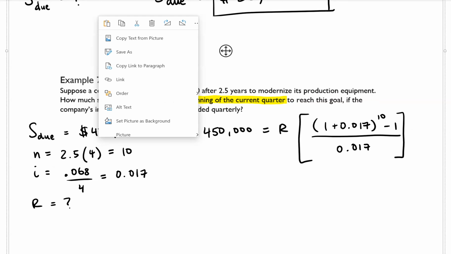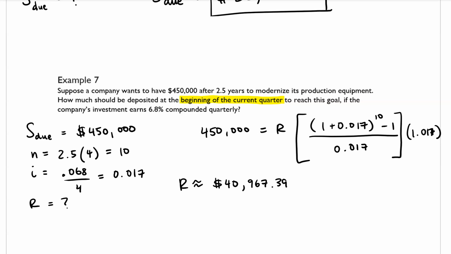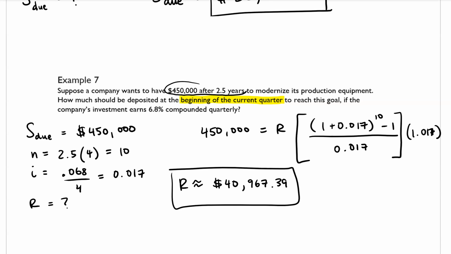Oh, I'm running out of room. So that is going to be multiplied by 1.017. Okay, and then we are going to solve that for R. All right, so I threw that into my calculator and we got that the regular payments at the beginning of each quarter should be approximately $40,967.39 if we want to reach the goal of having $450,000 after 2.5 years.